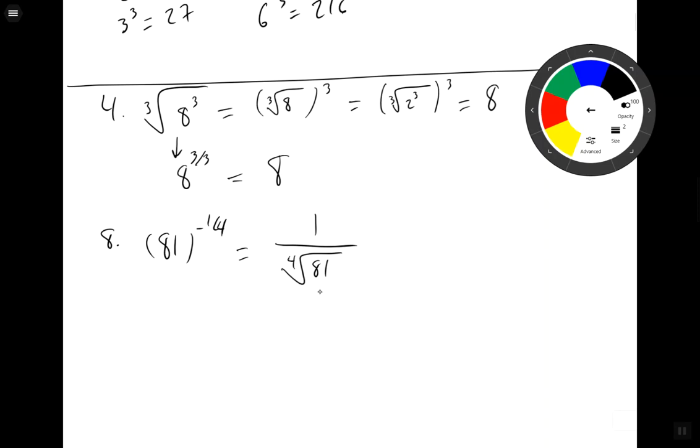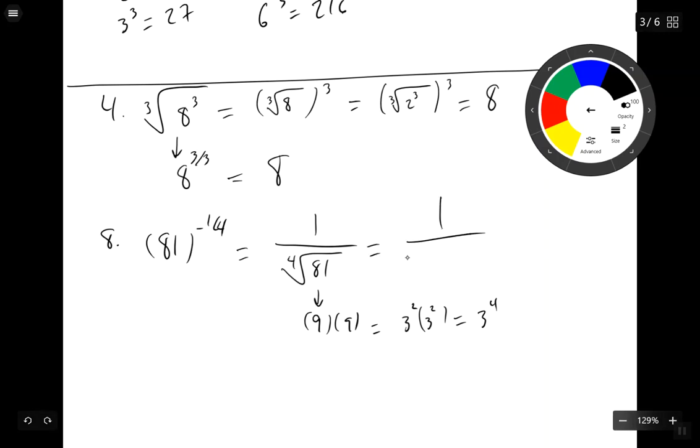Watch what I'm going to do. This I can change to 9 times 9, right? Which equals 3 squared times 3 squared, which is 3 to the 4th. Yes? So what do I get? I get 1 over the 4th root of 3 to the 4th. Does the 4th root undo the 4th power? So what do I get? 1/3.